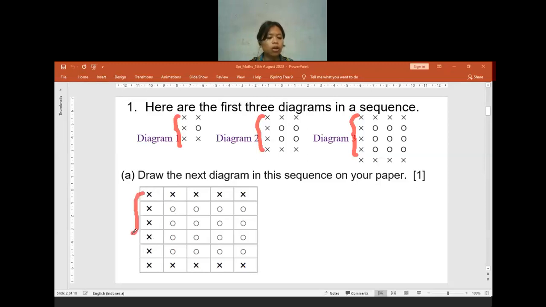6 crosses go down, and for this one it will be only 4, because in diagram 1 it will be 1, in diagram 2 there are 2 extra going to the right, and in diagram 3 there will be 3 extra going to the right. So this is diagram 4, with 4 extra crosses on the right side on the first column. And after that, the number of circles will be 16 circles.